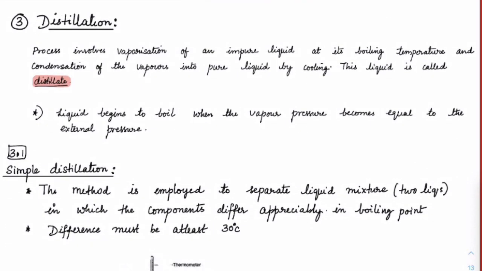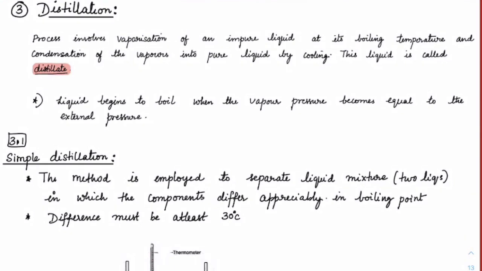Next is distillation. Distillation becomes a very important process for a lot of separations of liquids. Distillation is a process where we have some impure liquid, but at its boiling point we should be able to vaporize it and then condense the vapors, and that's how we get the pure liquid by cooling.